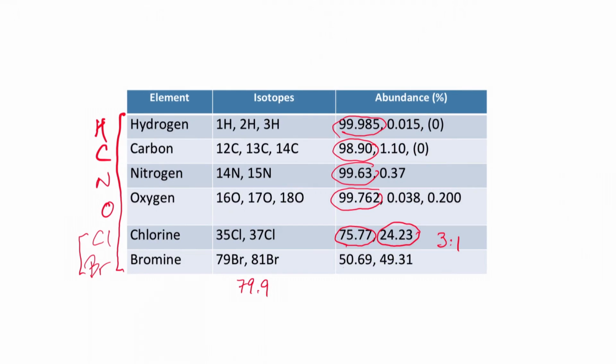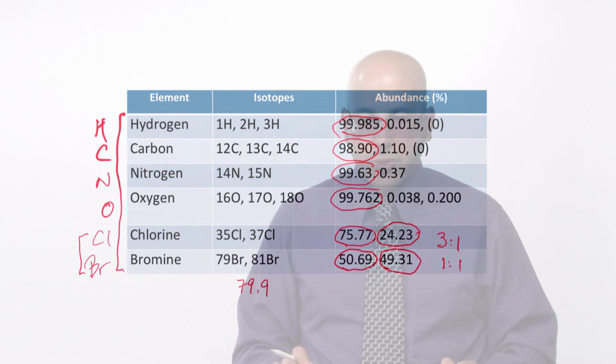So you can see here, 50.69% of the bromine is bromine 79, 49.31% is bromine 81. So that accounts for my 1-to-1 ratio. And this concludes our section on mass spectrometry and isotopes.